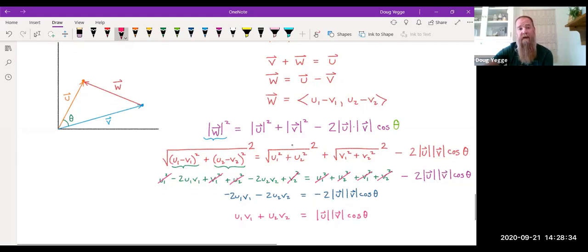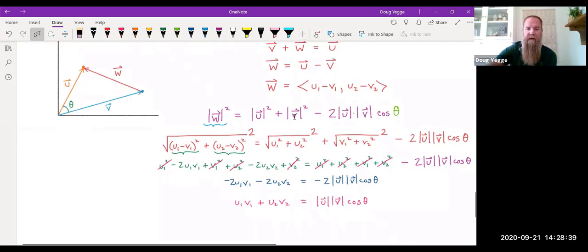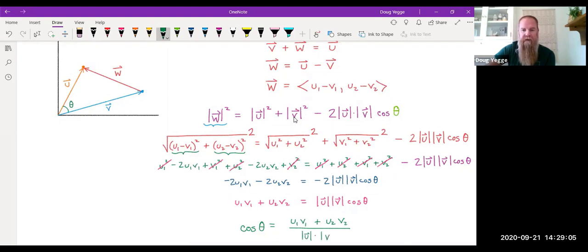Now, if I want to find theta, then all I'm doing at this point is dividing by what's in front of cosine theta. So that means that I have a formula that says cosine of theta is equal to u1 v1 plus u2 v2 divided by the magnitude of u times the magnitude of v. And that is the formula for how we're going to find cosine of theta.